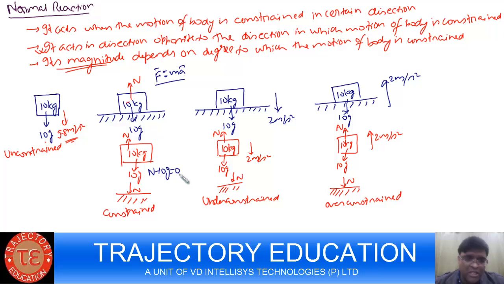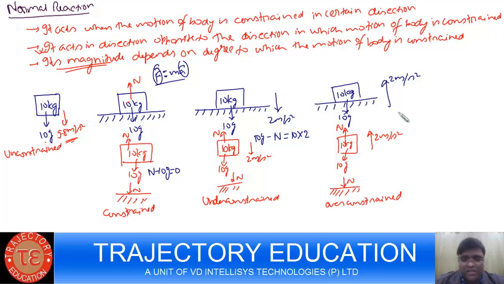Here the body is at rest. So net acceleration is 0. So net force acting on the body is also 0. Here you have acceleration in downward direction. So since you have acceleration in downward direction, net force will also lie in downward direction. So what is net force in downward direction? That is equal to the force acting in downward direction minus force acting in upward direction. The net force in downward direction is equal to mass into net acceleration in downward direction. The acceleration and force must lie in the same direction. Since I know that it's moving down with 2 meter per second square, the net force must be in downward direction. So net force in downward direction is 10g minus N equals mass into acceleration.